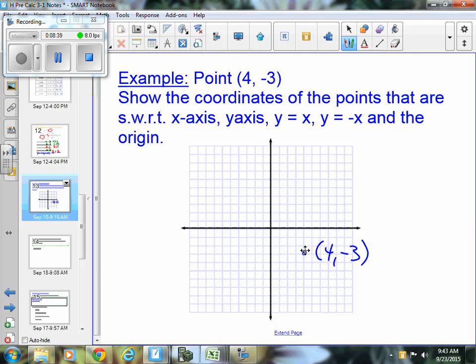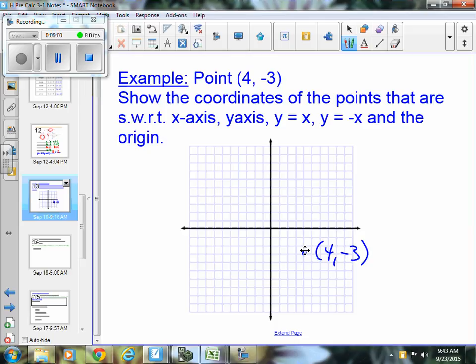Graph the point that would be symmetric with respect to the x-axis, the y-axis, y equals x, y equals negative x, and the origin. So 5 more points. Show the coordinates, the xy pair, and what symmetry it is. So you can really know that you understand what's changing as you have these symmetries. So go ahead and stop the video, do your points, and then check back in.